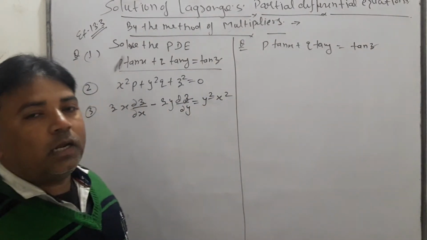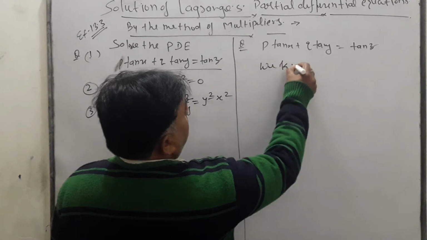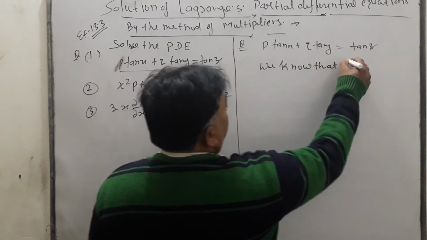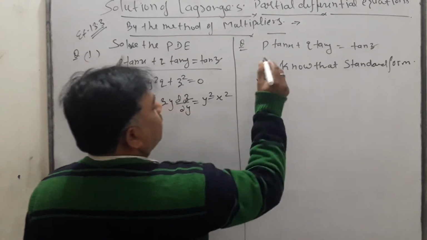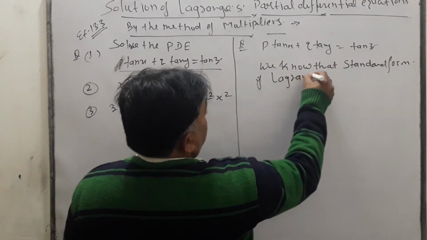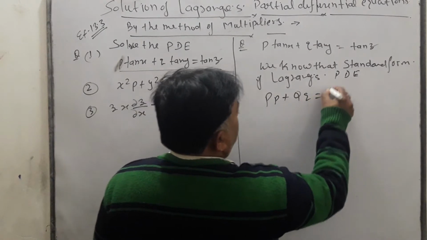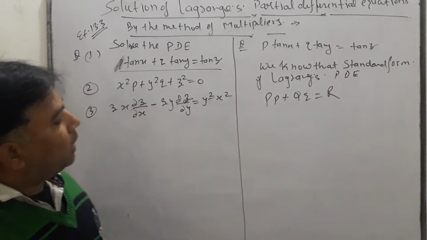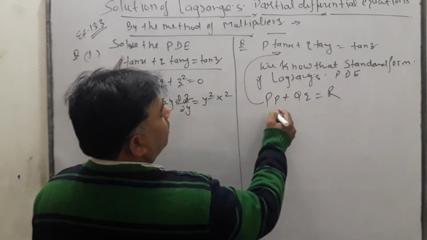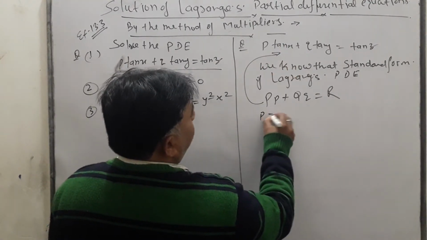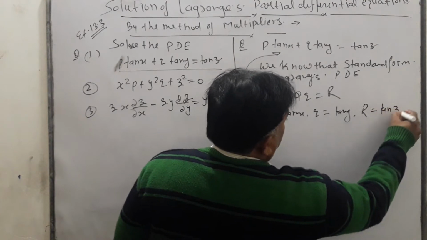We know the standard form of the Lagrange partial differential equation: Pp plus Qq equal to R. Compare this equation with the given differential equation, and you get the values of P and Q. Capital P equals tan x, Q equals tan y, and R equals tan z.